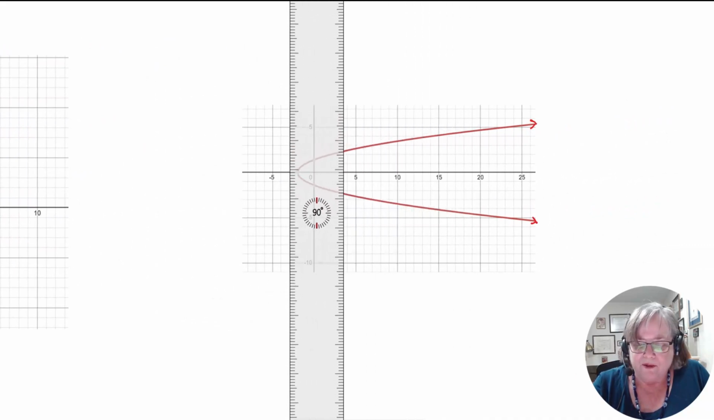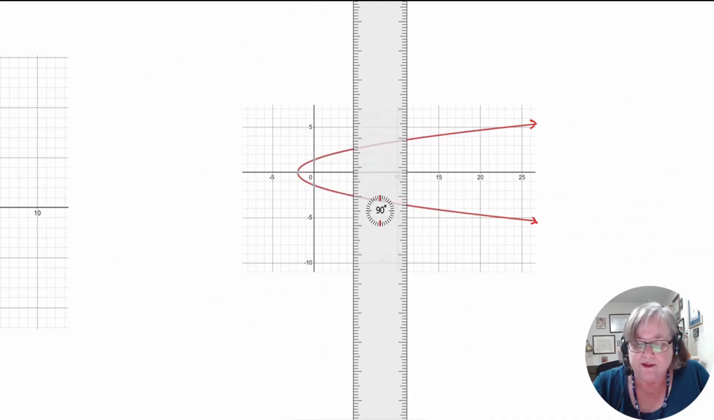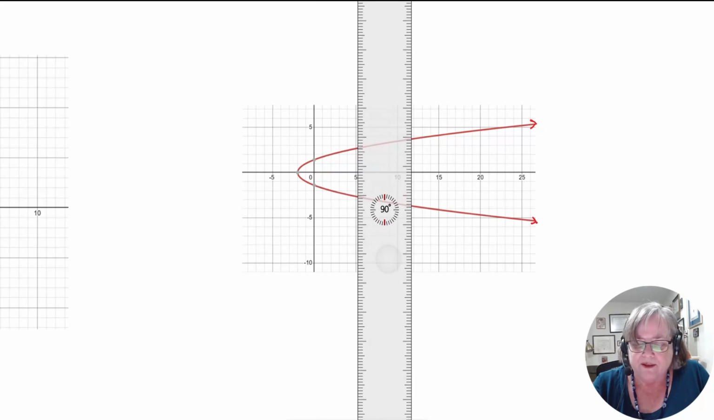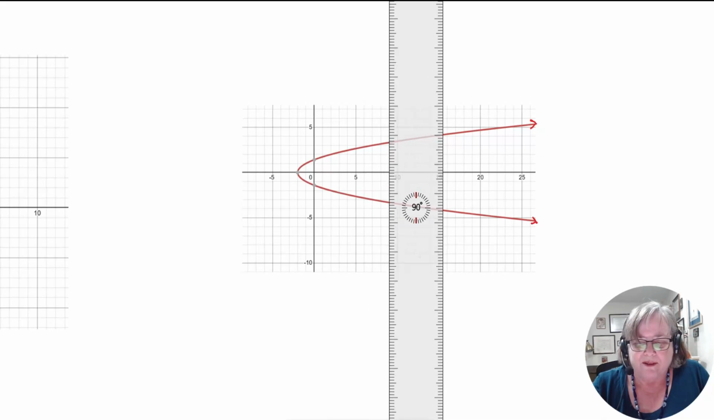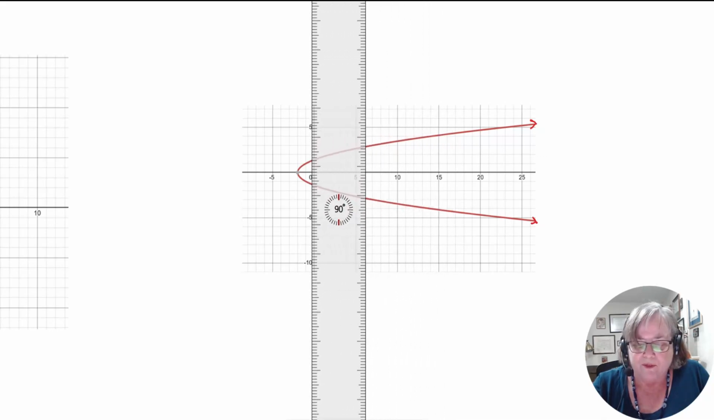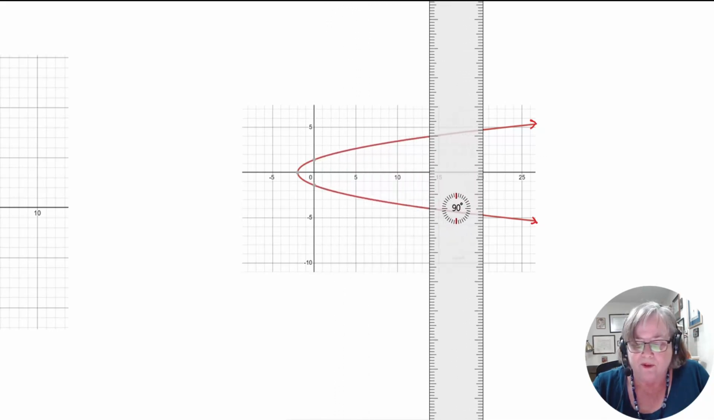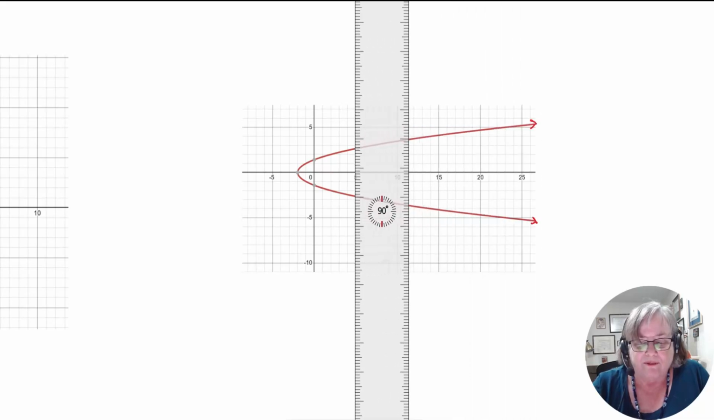As you pass this across, do you see how each x, look at this x is 5. There's a y above it and there's a y below it. So that fails the vertical line test. This is not a function. It only takes one of these to fail, but there's an infinite number of x's where there's a y above and a y below. This is not a function.